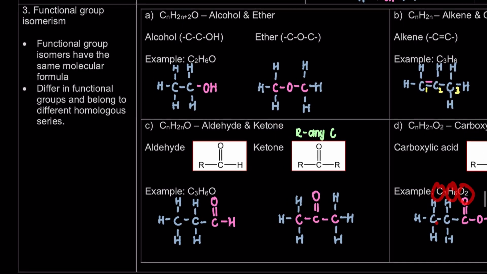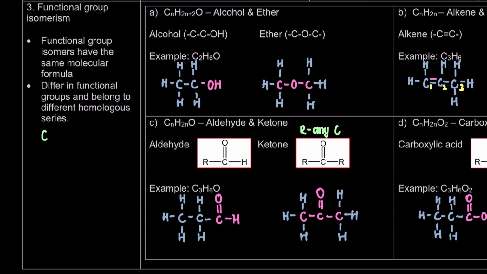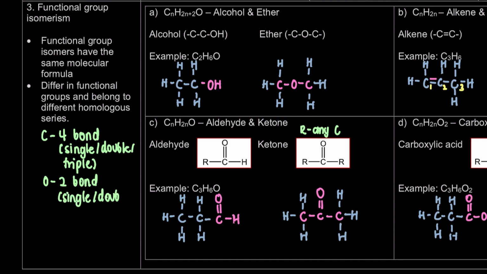Please add in your notes that carbon needs 4 covalent bonds, which could be single, double or triple, whereas oxygen needs only 2 covalent bonds, so it's either single or double. Why do we have to write this down? When you look at aldehyde and ketone, the C here has 4 bonds, but the oxygen only needs 2. The same goes for the ketone, C double bond O, so oxygen needs only 2. Why? Because there is actually a lone pair present. When we calculate the formal charge, the oxygen will have 0 due to the number of bonds and the lone pair itself.